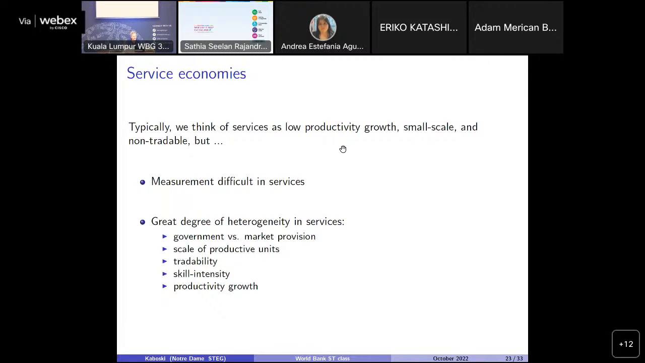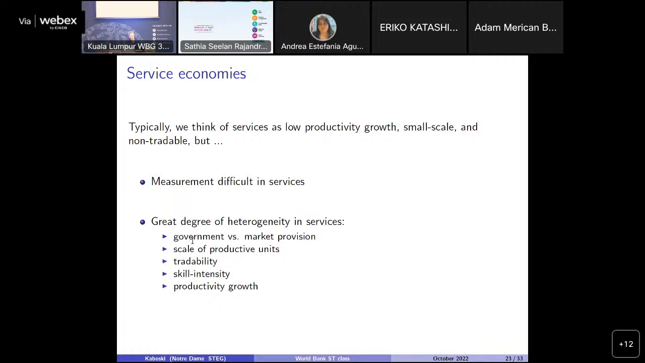But the second thing I want to emphasize is that there's a great degree of heterogeneity in services. So as a sector, the averages of these things, it's all true. On average, manufacturing and agriculture are much more tradable than services. On average, they have higher productivity growth. On average, they're much larger scale. But not every service is born the same.